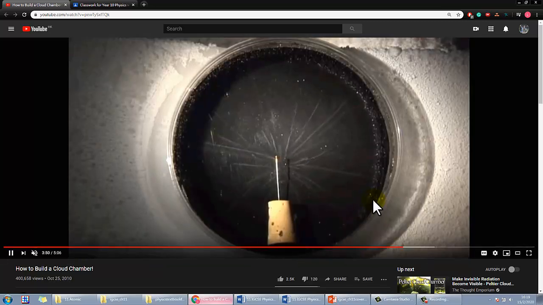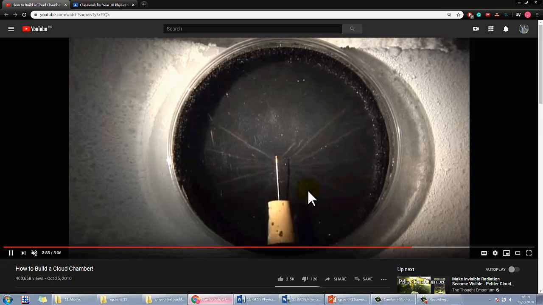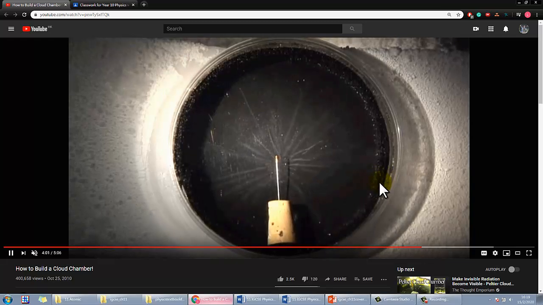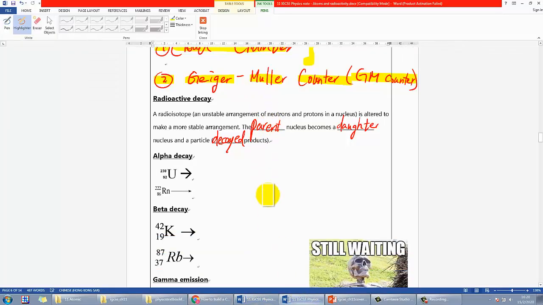Anyway, the most important thing is you can see here, this is the trace you can see from different sources. I think here it includes alpha, which is a very short one, and the beta, which is a very long one, and gamma probably is not very visible. So I will encourage you to go through this video. They have a very good explanation of how the cloud chamber works, and it will be useful for you. I'll put the link in the description.